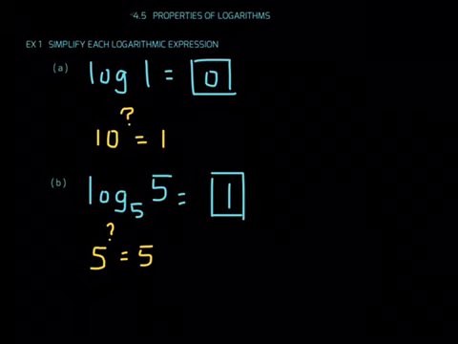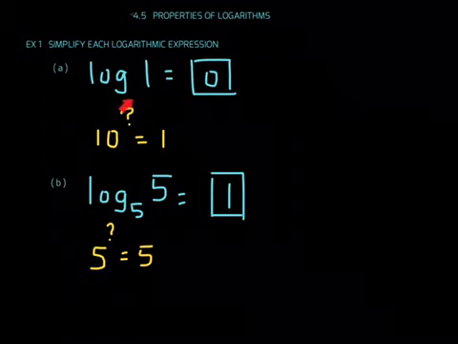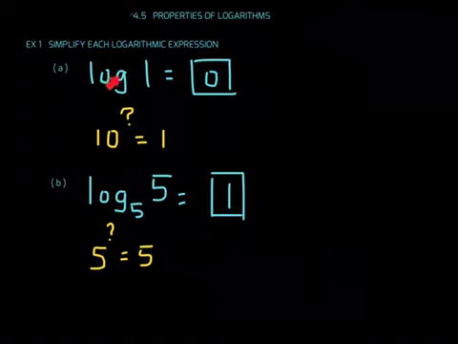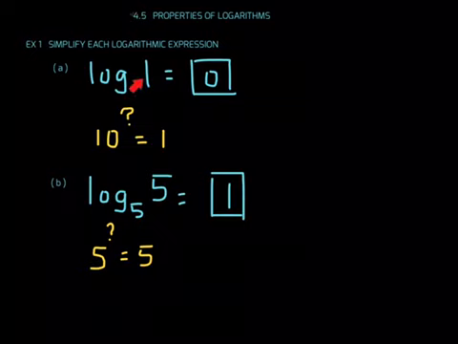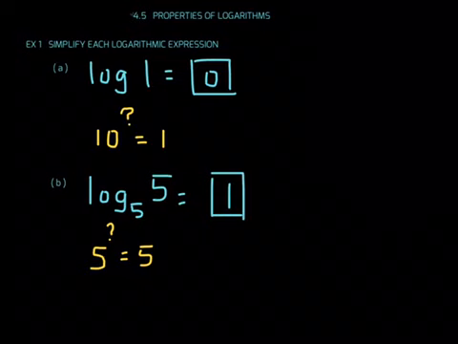Earlier, for this example, if the argument is 1, the exponent's always going to be 0. So log base whatever of 1 is 0. So log base 10 of 1 is 0. Log base 7 of 1 is 0. Log base 15 of 1 is 0. If the argument is 1, the exponent's going to be 0. Cool, let's look at another example.